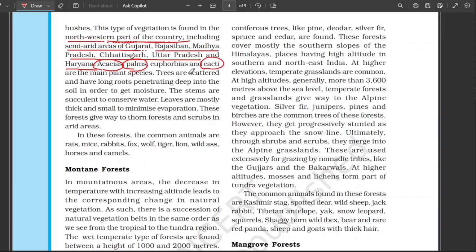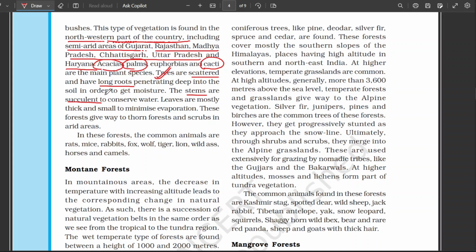Trees are scattered. Now, another characteristic. For example, we studied in tropical evergreen that there was a multi-layered structure of forest. Here you have trees that are scattered and have long roots penetrating deep into the soil in order to get moisture. Obviously, the roots will be longer so that moisture can be obtained from below the ground. Above, everything is dry. The stems are succulent. You will find thick stems.